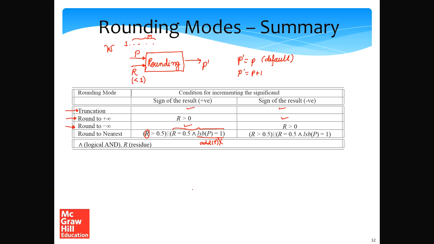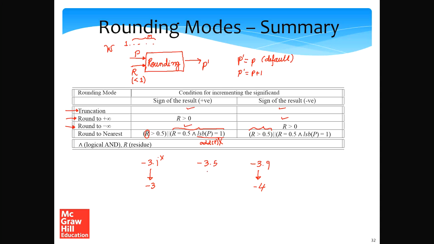Okay, so let me again consider the three numbers, minus 3.1, minus 3.5, and minus 3.9. Right, the negative values. So what I do is I'll take a look at the residue. If the residue is greater than 0.5, I'll do something, or if the residue is 0.5, I'll do something else. But both the conditions for this number are false. That's the reason I'll truncate. So minus 3.1 will become minus 3. Now if I take a look at minus 3.9, the first condition is true. The residue 0.9 is greater than 0.5. That's the reason we'll increment the significand, and this will get rounded to minus 4.